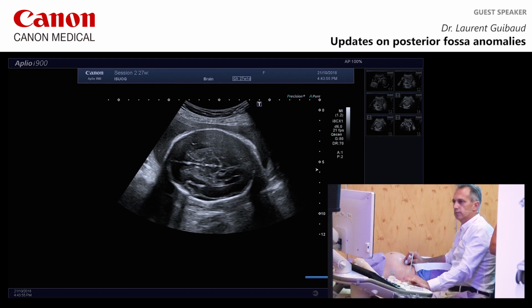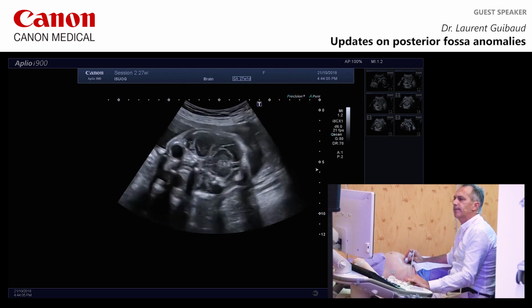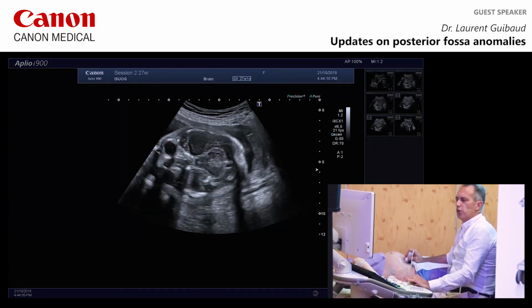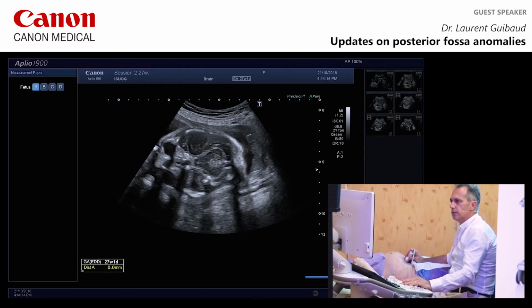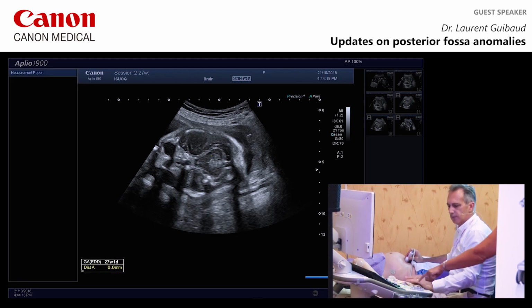Yes. Could you please show us again where you calculate the cisterna magna? The cisterna magna? Yes. Okay. You prefer to calculate from the hemisphere or the vermis? Where I measure it is where it is large. For me, if I have to measure it, the larger part is here. So from the hemisphere? Yes, it depends.